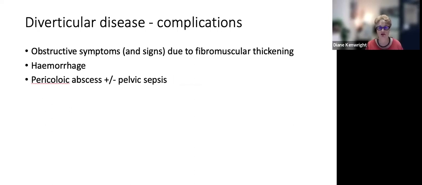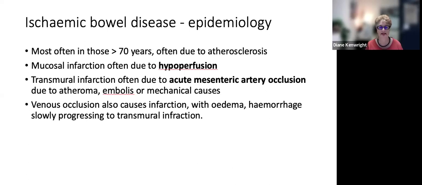Another non-neoplastic bowel disease that's very common is ischemic bowel disease. Ischemic bowel disease is a disease of older people. It can be due to hypoperfusion. In other words, the blood pressure drops so low that the bowel is no longer effectively perfused. This gives rise to a mucosal infarction. Just the inside part of the bowel wall is infarcted. The other type of infarction is vascular occlusive infarction. The most common artery that can be occluded is the mesenteric artery.